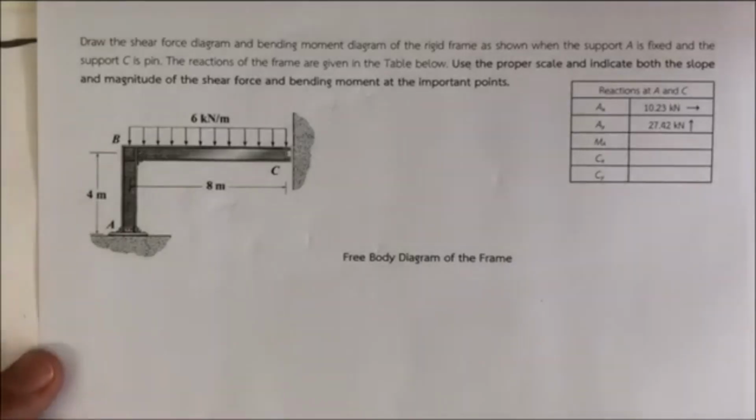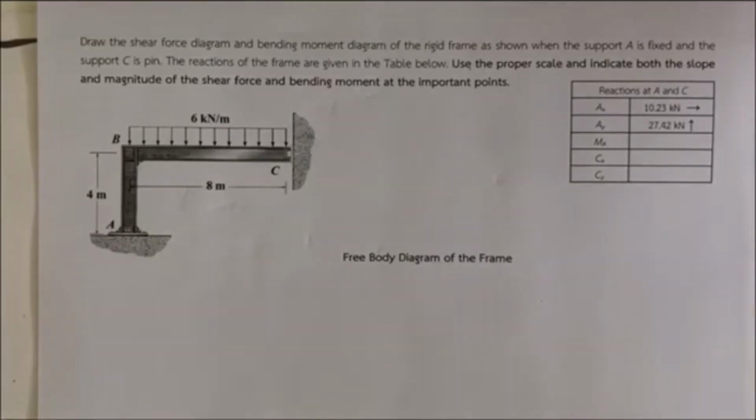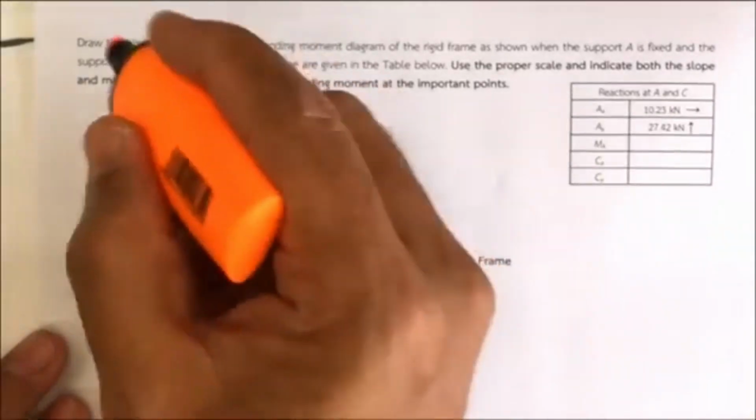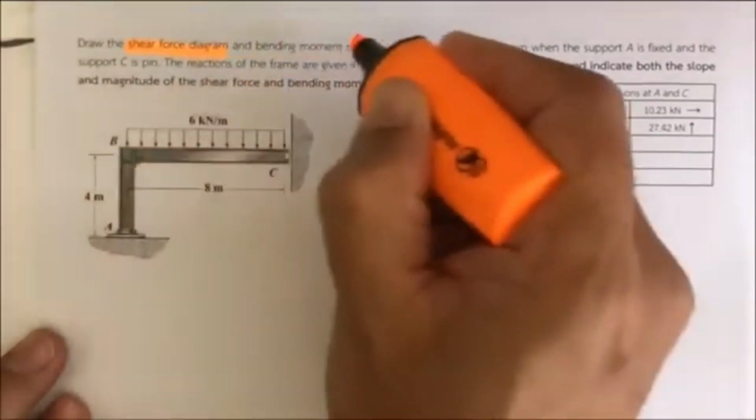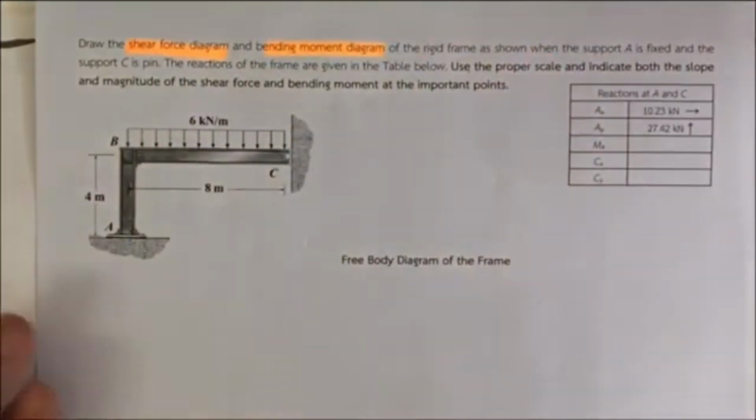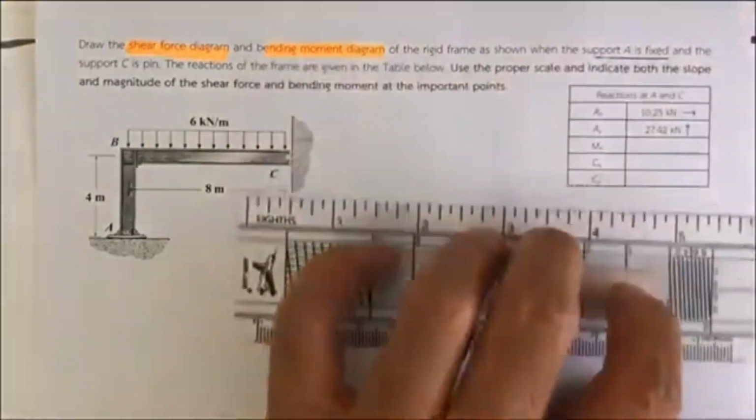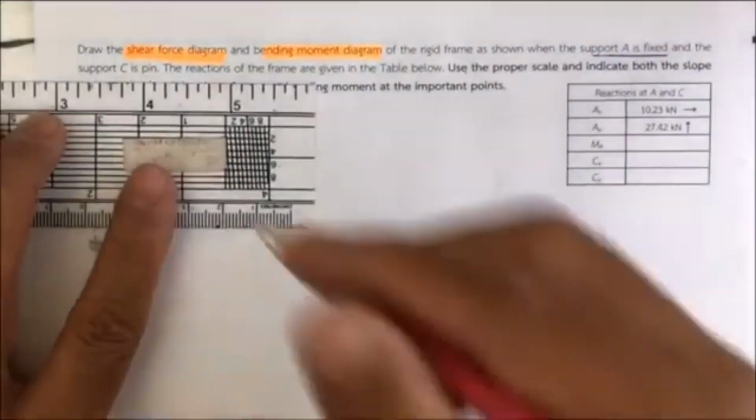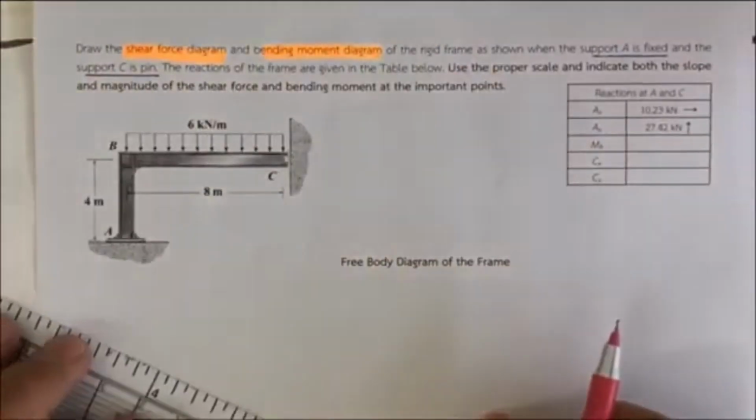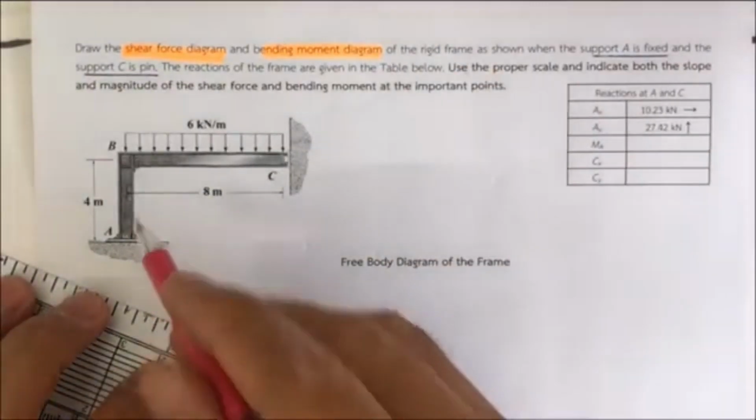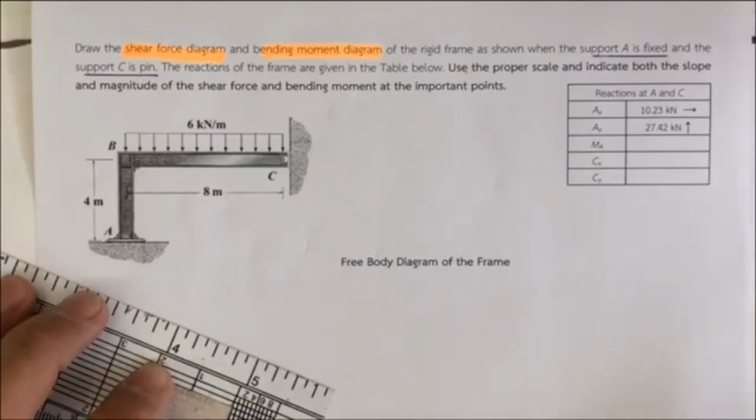Hello, this script is a clip in which I'm going to show you how to draw the shear diagram and the moment diagram for the rigid frame. The rigid frame in this problem has supports, where A is the fixed support and C is the pin, and it has a rigid joint at B.